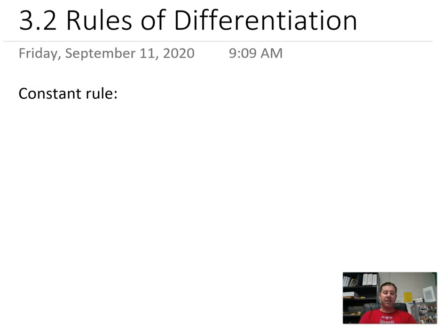Okay, here's where things will start to become a little bit nicer. Probably the day you've been waiting for, where we won't have to keep using all this limit notation anymore. All right, so let's start with our very first rule, the constant rule.